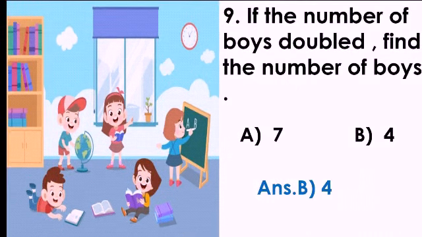Now this is our 9th question. If the number of boys is doubled, find the total number of boys in the picture. See, option A 7, option B 4. What will be the total number of boys in the picture? First of all you have to count how many boys are there. There are 2 boys. If it is doubled, you have to multiply it by 2. So 2 twos are 4. So the answer will be 4.